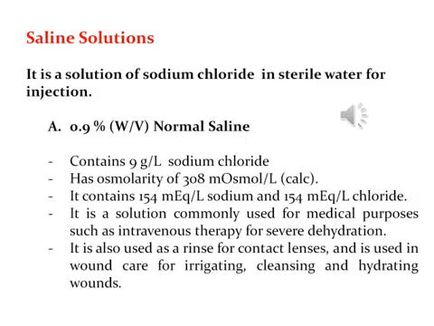Saline solution. It is a solution of sodium chloride in sterile water for injection. Its strength is 0.9% weight per volume. It is called normal saline or saline solution or physiological solution. It contains 9 grams per liter sodium chloride, has osmolarity of 308 milliosmol per liter. It contains 154 milliequivalent per liter sodium and 154 milliequivalent per liter chloride.